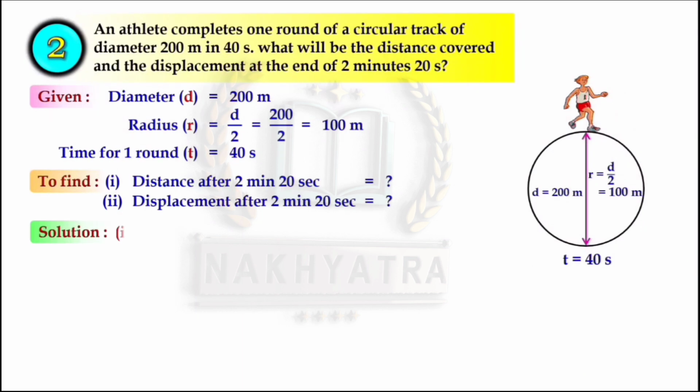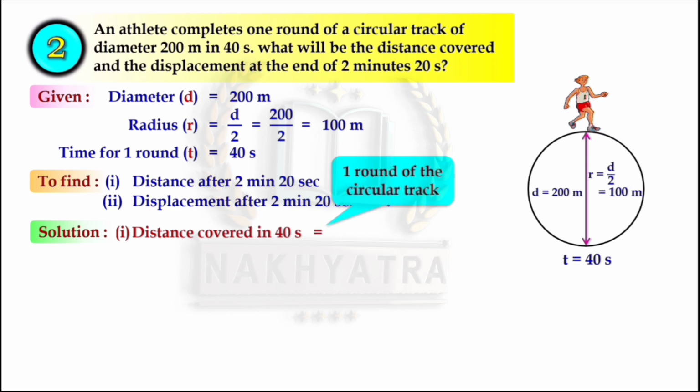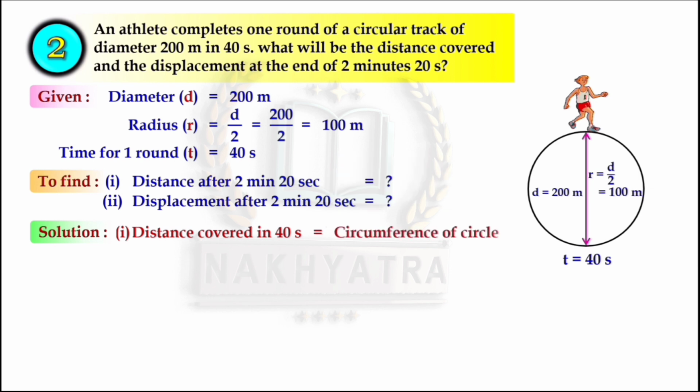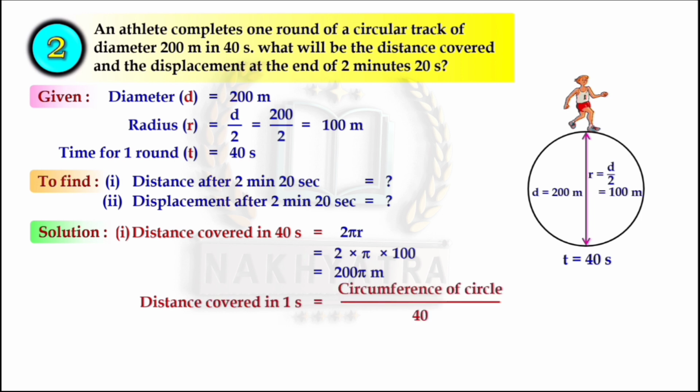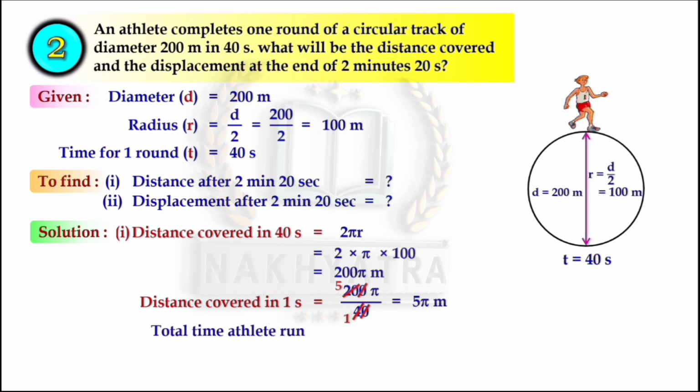So now solve it. First we will find out the distance covered in 40 seconds. So in 40 seconds, one round of the circular track equal to circumference of circle. And we know that circumference of the circle equal to 2 pi r, equal to 2 into pi into 100, so 200 pi meter. And the distance covered in 1 second equal to circumference of the circle by 40. So 200 pi by 40. Now cancel it and we will get how much? 5 pi meter.